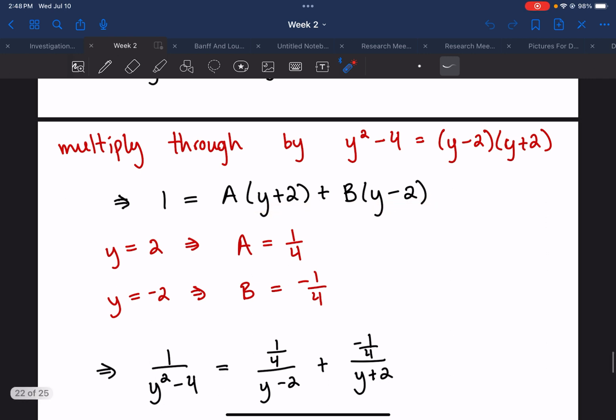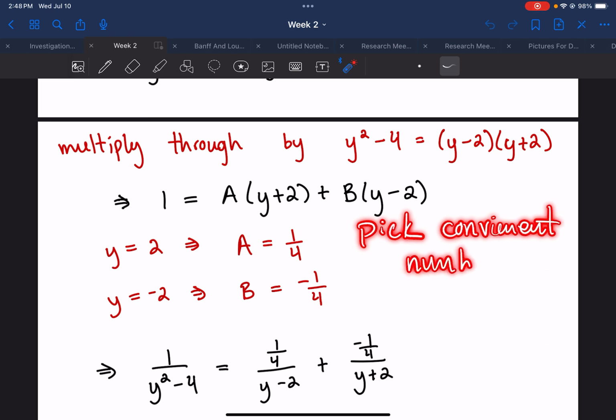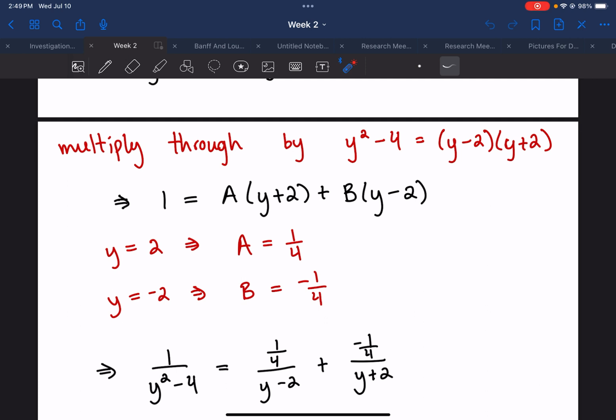And now I'm going to do what's called picking convenient numbers. Choose convenient numbers. And here the convenient numbers are the ones that make either this term or this term equal to 0. If I pick y equals -2, this whole term will disappear, and I'll have one unknown in one equation, and I can solve that. If I pick y equals 2, I'll lose this whole term, and I'll have one equation and one unknown, and I can solve that. So that's exactly what I do.